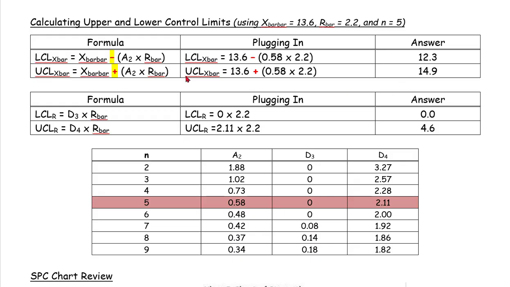For the upper control limit of X bar, I take my 13.6, but instead of subtracting, I add this and arrive at 14.9. So now I have my lower control limit for X bar and upper control limit for X bar. For my lower control limit for R, it's D3 times R bar. D3 is going to be 0, so 0 times my R bar, which is 2.2, is going to be 0. D4 times R bar is going to be 4.6.